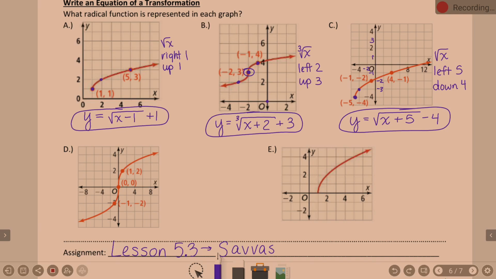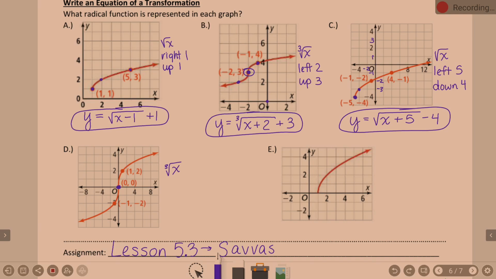What kind of graph is it? Square root or cube root? Okay, this is a cube root. Now, did it move any? It's still centered at 0, 0, isn't it? Yes. But where are my points supposed to go from 0, 0? They're supposed to go up 1, over 1, over 1, up 1, and down 1, left 1. Do they do that?